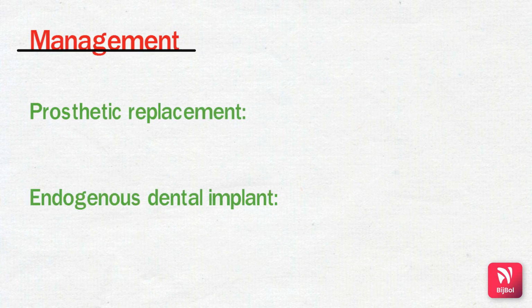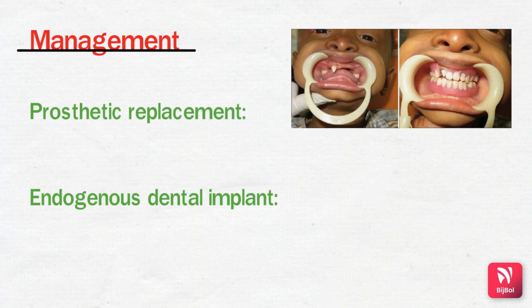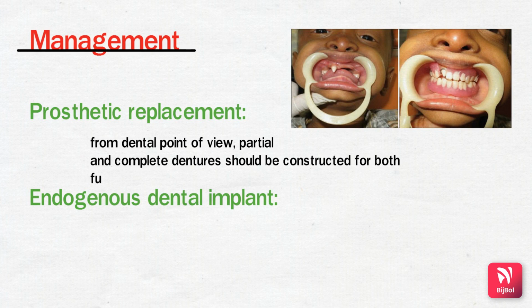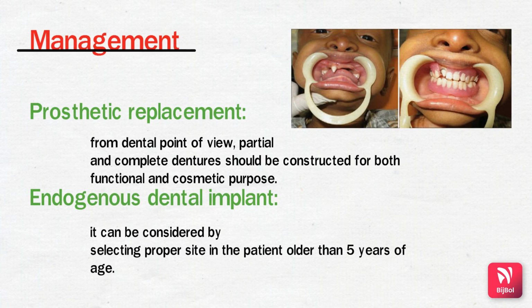Prosthetic replacement: from the dental point of view, a partial or a complete denture should be considered for both functional and cosmetic purposes. The next is endosseous dental implant. It can be considered by selecting the proper site in a patient older than 5 years of age.